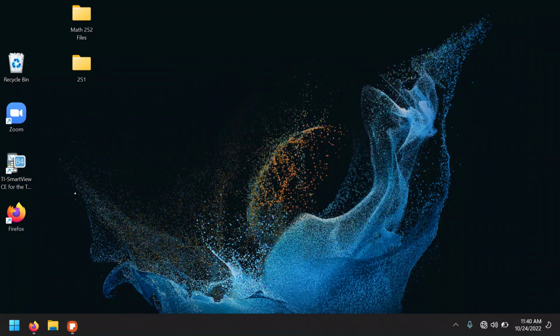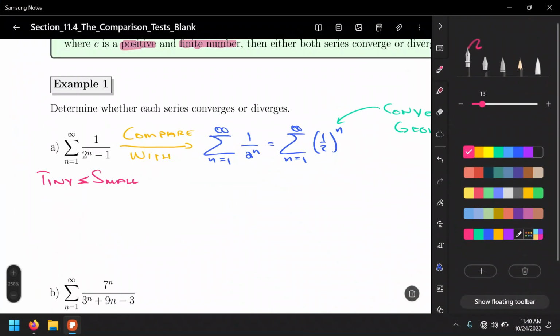Alright? That means small, tiny is 1 over, that's the a sub n, less than or equal to b sub n. And that's 1 over 2 to the n minus 1, 1 over 2 to the n. Is that inequality true? No. In this case, this is not tiny and this is not small in comparison with each other. So this means that the test fails. So we need to go with plan B, and plan B is the limit comparison test.